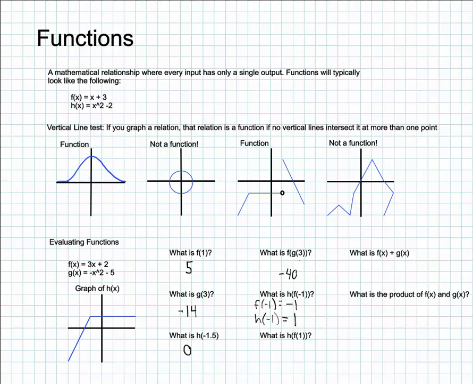What about h of f of 1? Well, if we get f of 1, we get an output of 3 times 1 plus 2, or 5. And then we take h of 5, and you'll see that this graph is actually not defined at h of 5. So we get undefined.